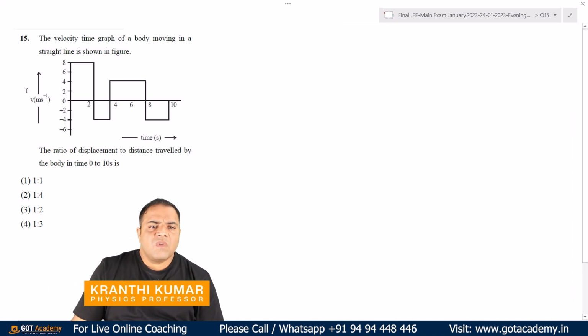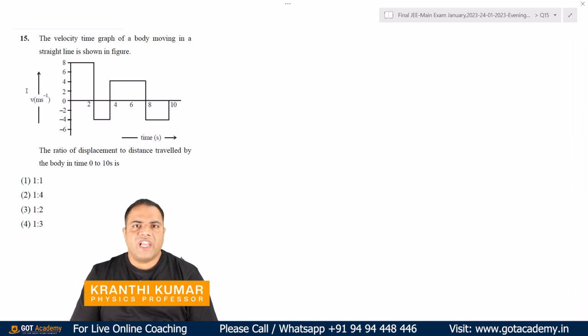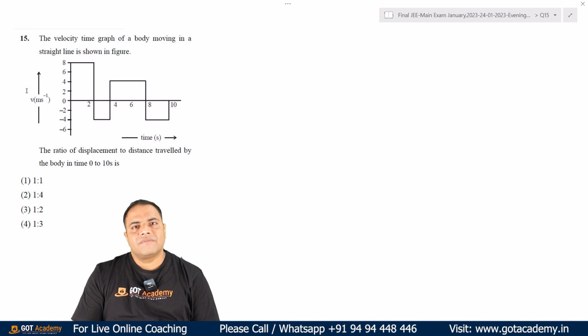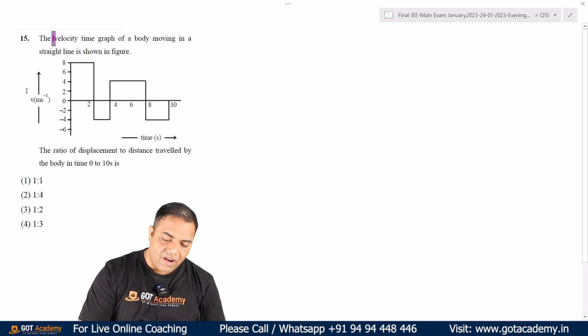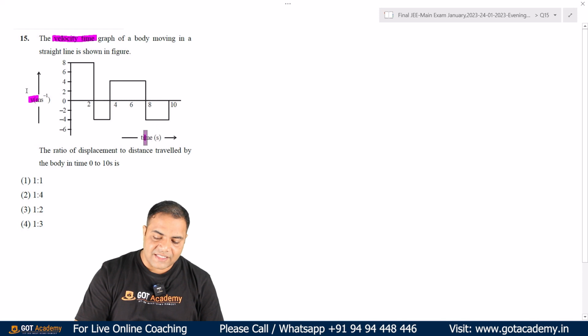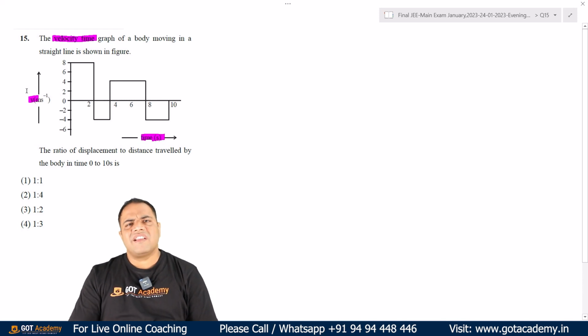So children, now let us move on to the next question, that is question number 15. Looking at this question itself, we can identify it is from kinematics, because look carefully, my dear children, it was given that the velocity time graph, velocity and time. So here the y-axis is velocity and the x-axis is the time. Velocity and time, this is nothing but your first chapter, kinematics.